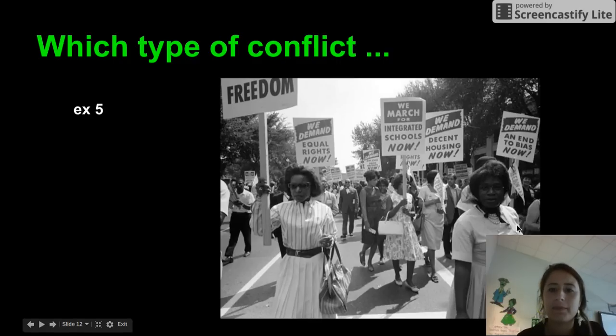Lastly, there are a bunch of people here. This is a picture from the early civil rights movement, and they are picketing and holding up signs that say they want equal rights in schools, in housing, and an end to racism and bias. What type of conflict is this?